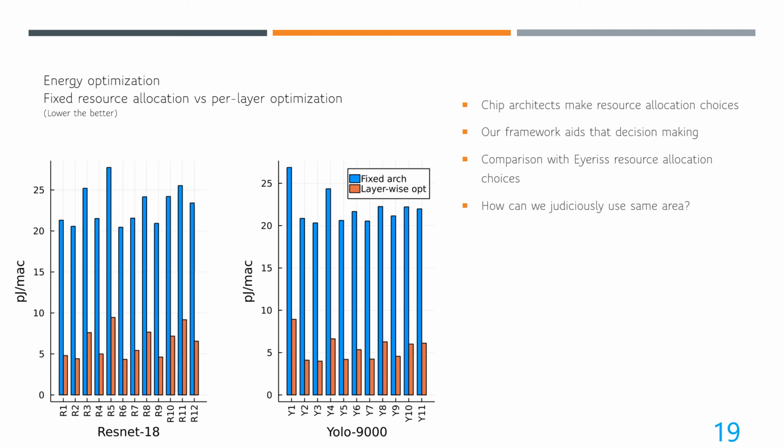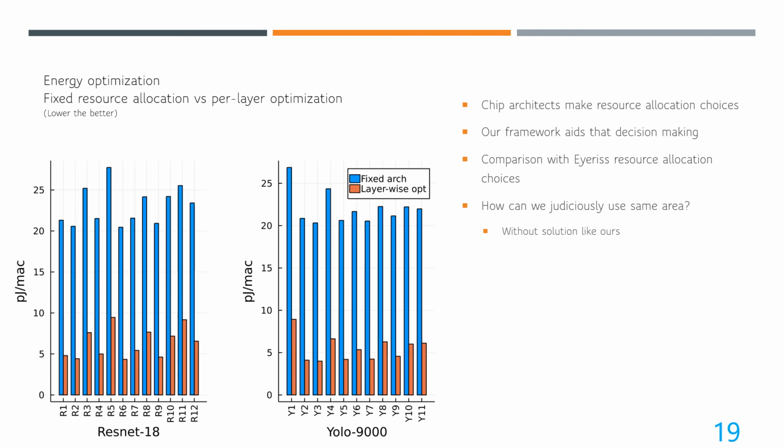Let us discuss some key results. Accelerator architects need to make resource allocation choices to distribute the area budget among different components. Our framework can help architects with that decision making. This graph denotes energy spent per MAC operation for executing CNN layers from ResNet 18 and YOLO 9000. We choose Eyeriss resource allocation as an example of fixed resource allocation. We choose it due to its availability in the modeling software.